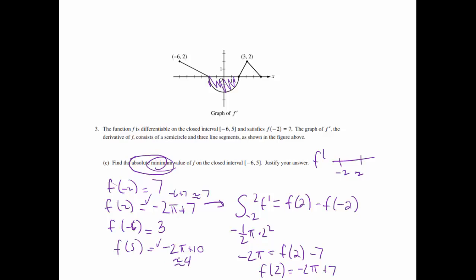So if I'm looking for my absolute minimum value, negative 6 plus 7 is about 1, I think I said. So at f of 2, that is where my absolute minimum occurs. My minimum value is the y value. It's going to be negative 2 pi plus 7.